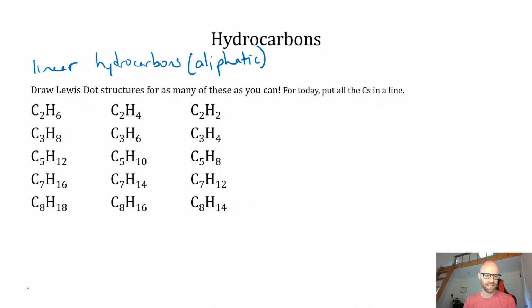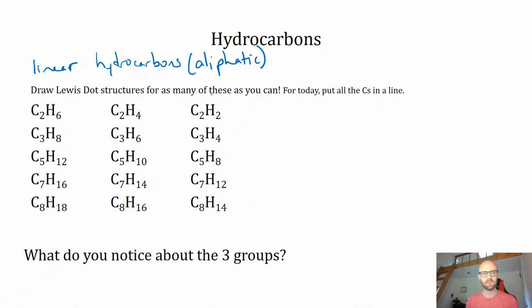So to draw these out, C2H6 is going to look like this. Hopefully you drew this. Aliphatic linear hydrocarbons. Acyclic. That's the word I was looking for. No circles.